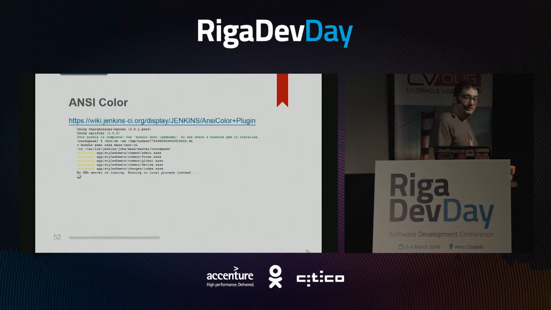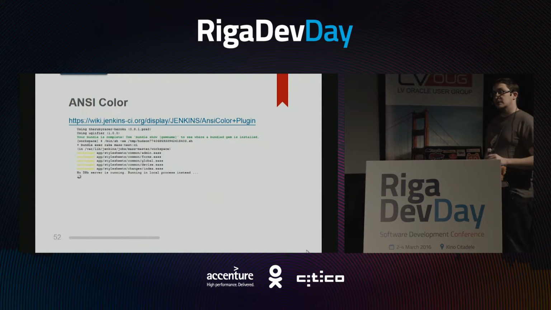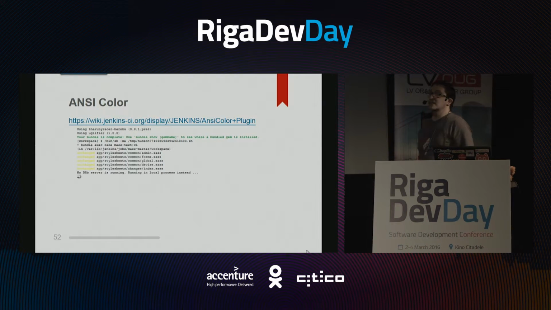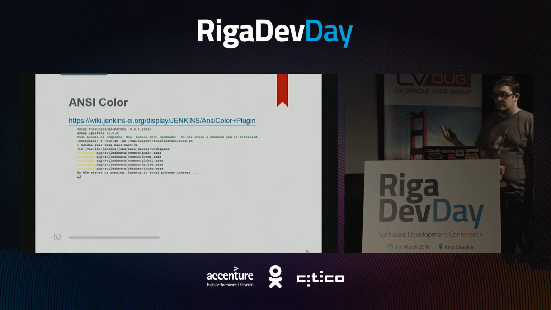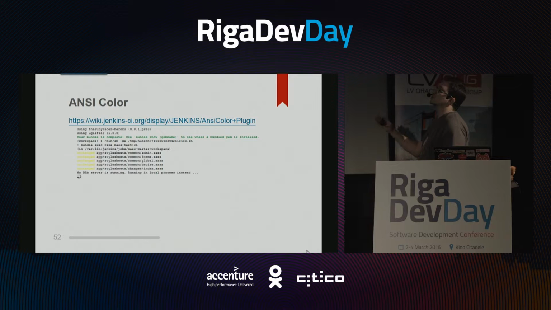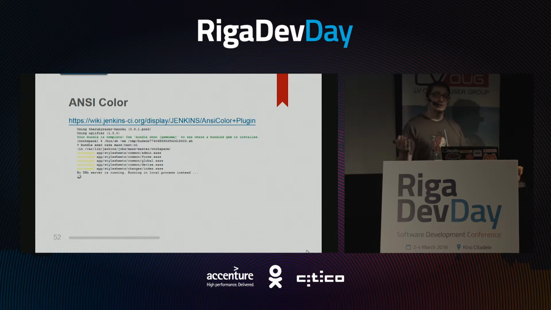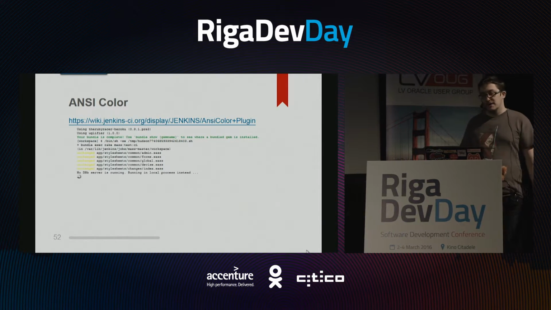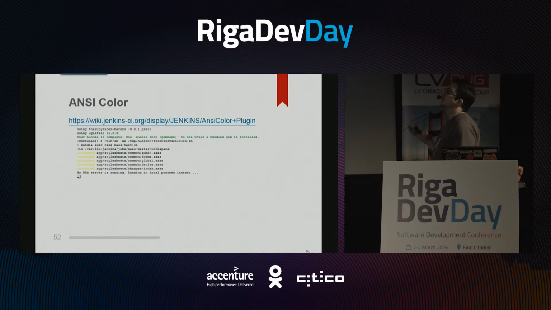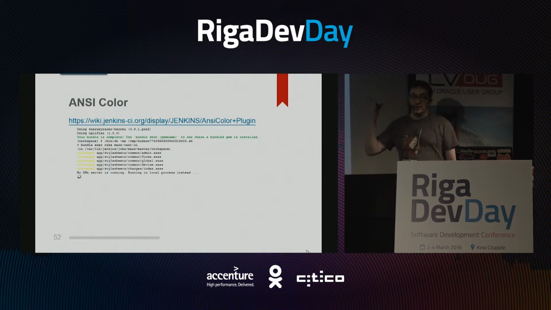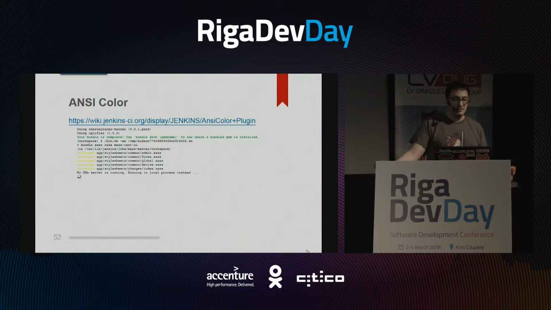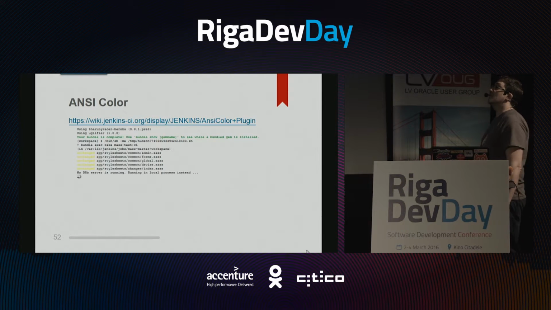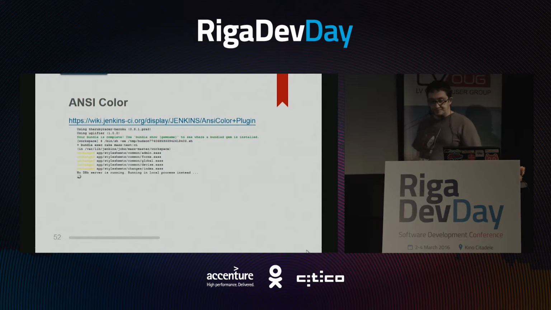Another thing, ANSI color. A lot of tools out there, especially Linux-based tools, support ANSI color of the output, and it's much more visual to see where it's red, where it's yellow, where it's green. And again, by default, Jenkins doesn't support that, but there's a plugin for that, so you can install it and get more colorful output, which could be a way easier way to read the output of some of the programs.